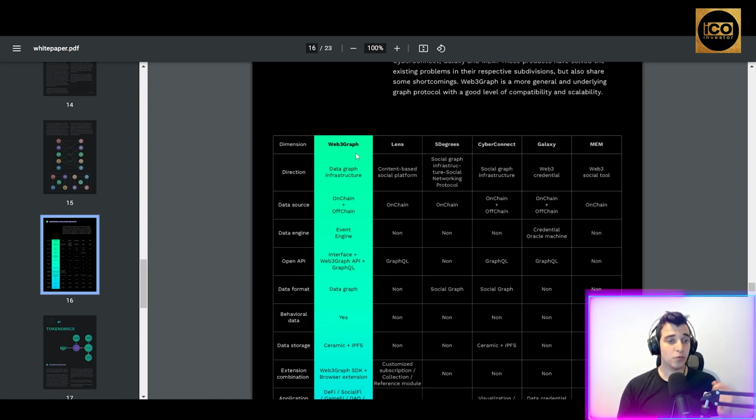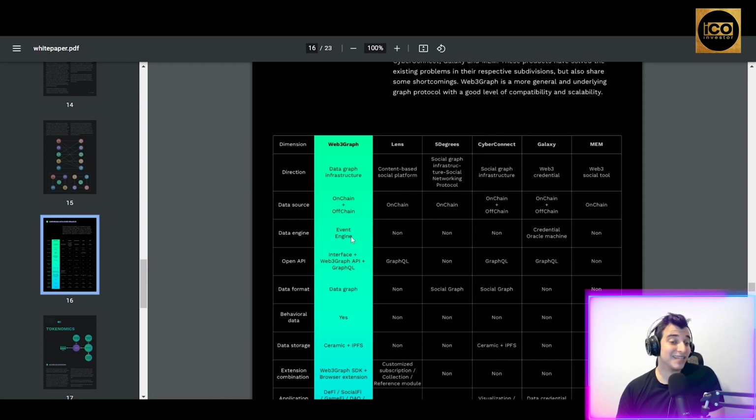So for example, Web3 Graph is data graph infrastructure, whereas Lens, for example, or 5 degrees, is not. Lens is a content-based social platform, and 5 degrees is a social graph infrastructure, a social networking protocol. The data source, for example, is also on-chain and also off-chain. A lot of them are only on-chain, besides Cyber, Contact, and Galaxy, which are on-chain and off-chain.